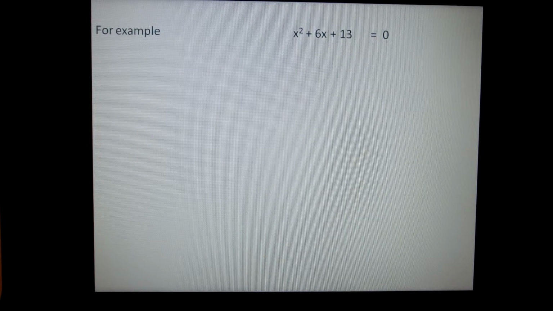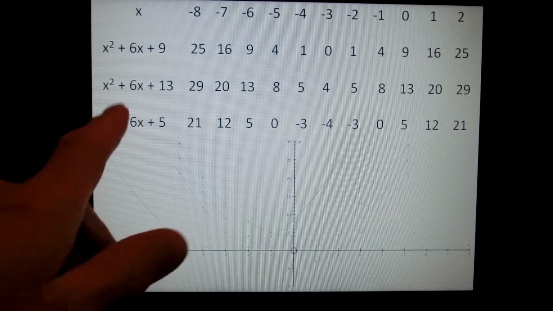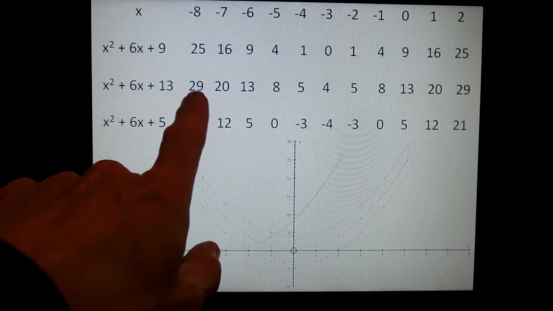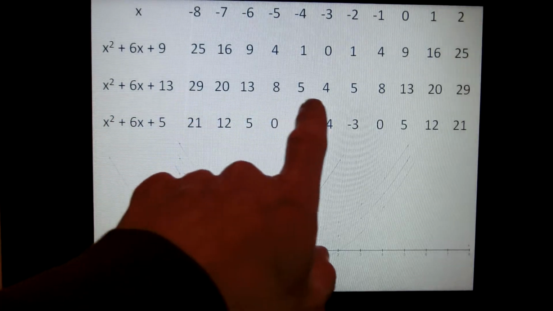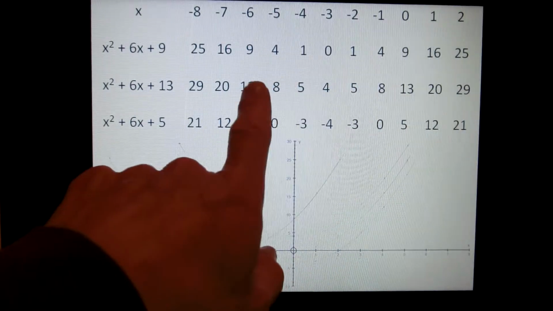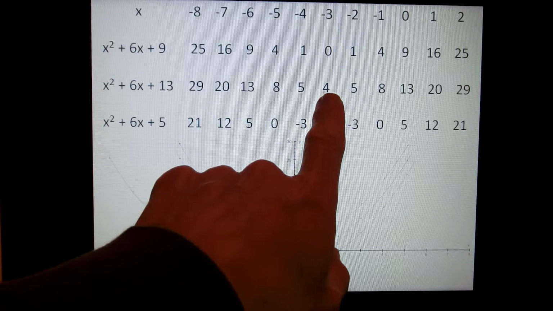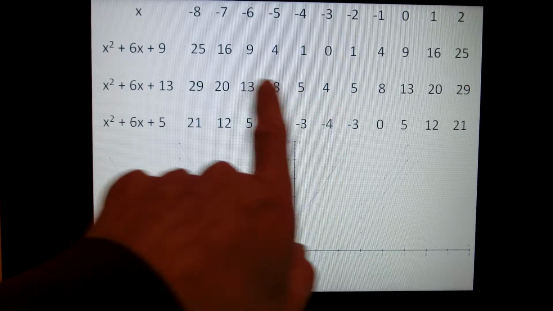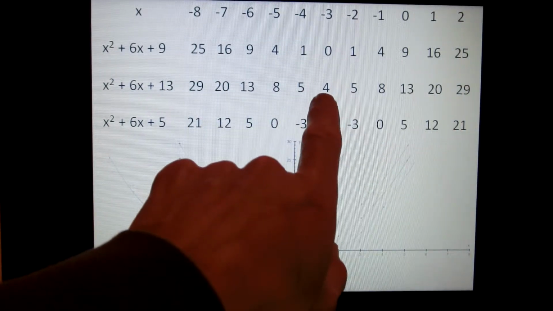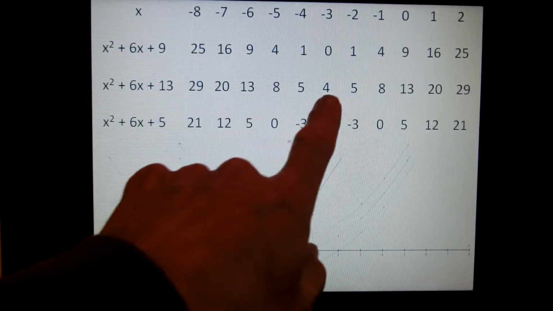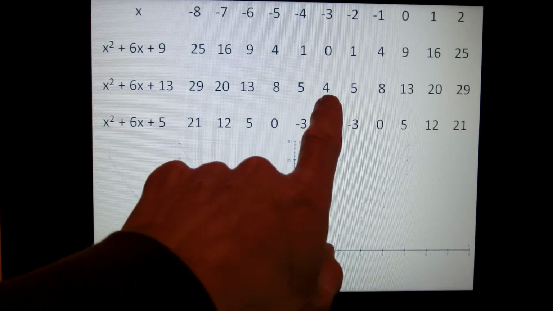One final square or quadratic equation to solve: x squared plus 6x plus 13 equals 0. If we look at the table of values, what we find here is that x squared plus 6x plus 13 starts high, goes down, and comes back up again. The snag is that the lowest point on the curve, the lowest value the expression ever achieves, is 4. This expression, x squared plus 6x plus 13, never gets as low as 0.